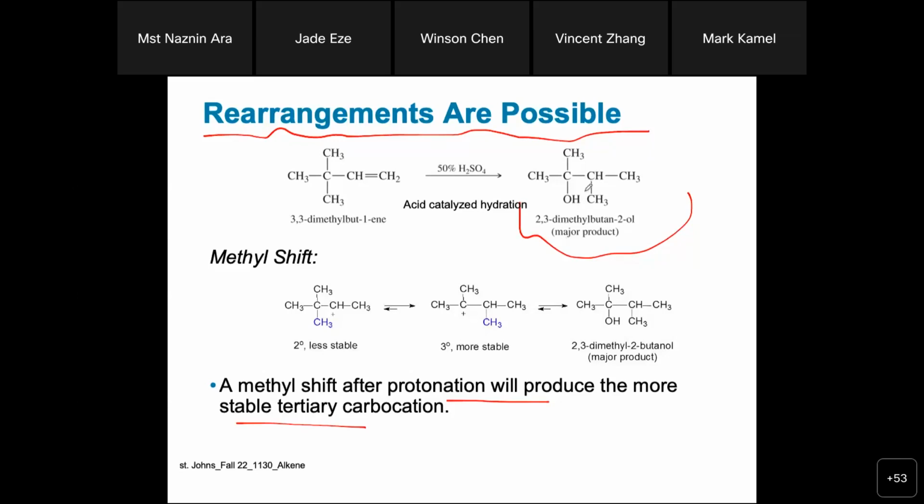Like here, if we have the methyl group and also the secondary carbon and tertiary carbon are adjacent to each other. In that case, the methyl group can be rearranged or shifted internally, from secondary to tertiary, to make a more stable product. And this is possible. When this happens, it is called the rearrangement of methyl group, or methyl shift, and it occurs in the acid-catalyzed hydration.